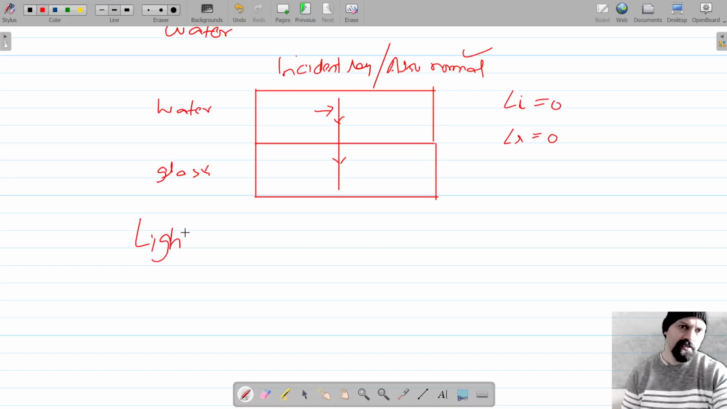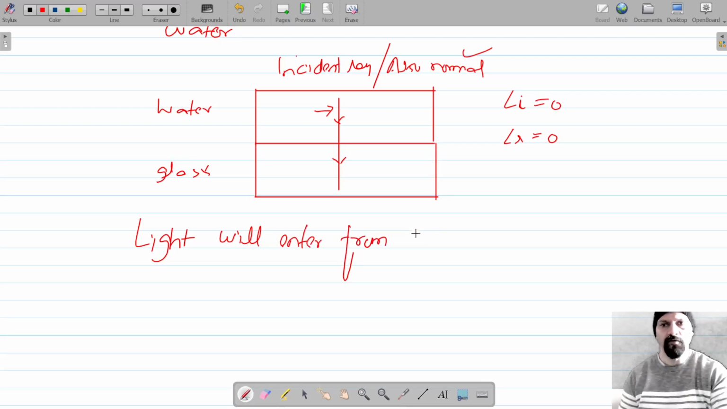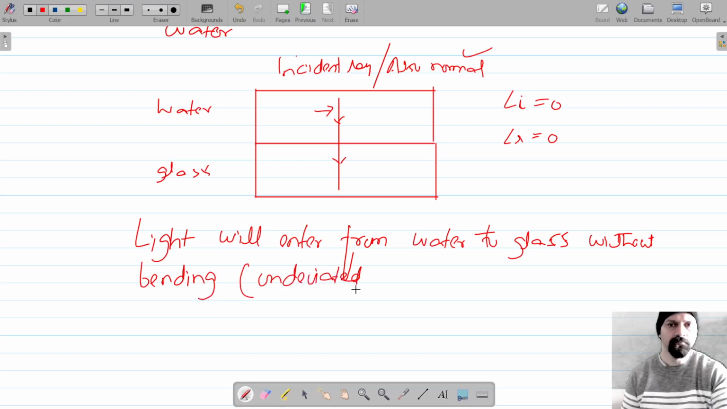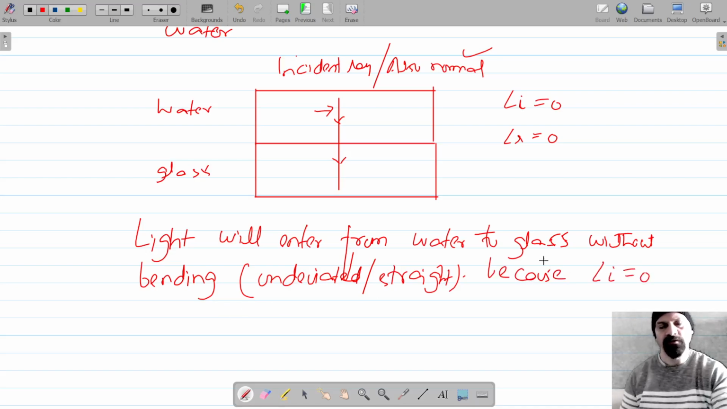We can say that light will enter from water to glass without bending, that is undeviated, or we can say that it will go straight. And reason is because angle of incidence is equal to 0. Angle of incidence is equal to 0 because the incident ray is also the normal, and angle of incidence is the angle between the incidence and the normal. So both are same. So that means angle of incidence is equal to 0, which gives us angle of refraction is equal to 0. So it will go without bending.